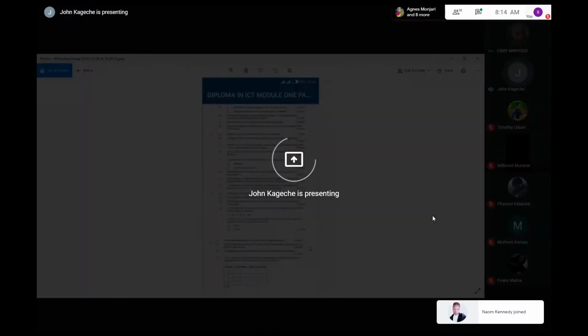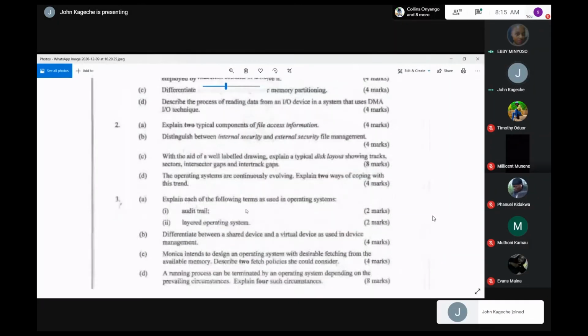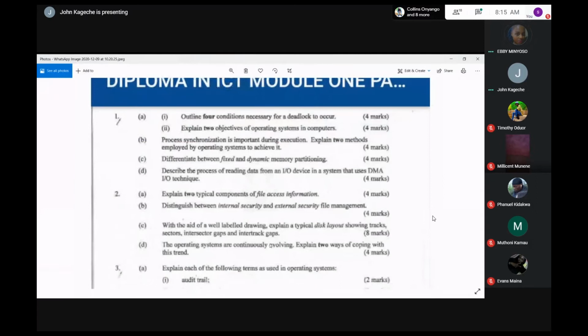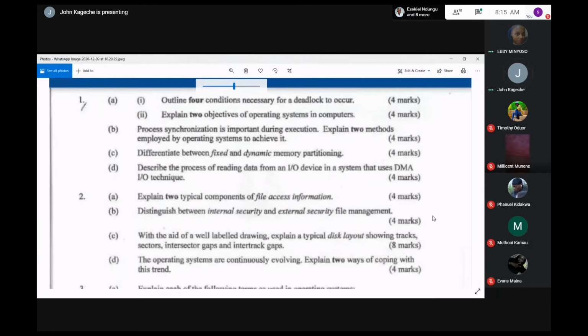So good morning, everybody. Good morning. Morning, sir. Okay, then I know we are now together. So this is the paper. I don't know whether I can zoom it a bit. Is it visible from your end? Yes. Okay.